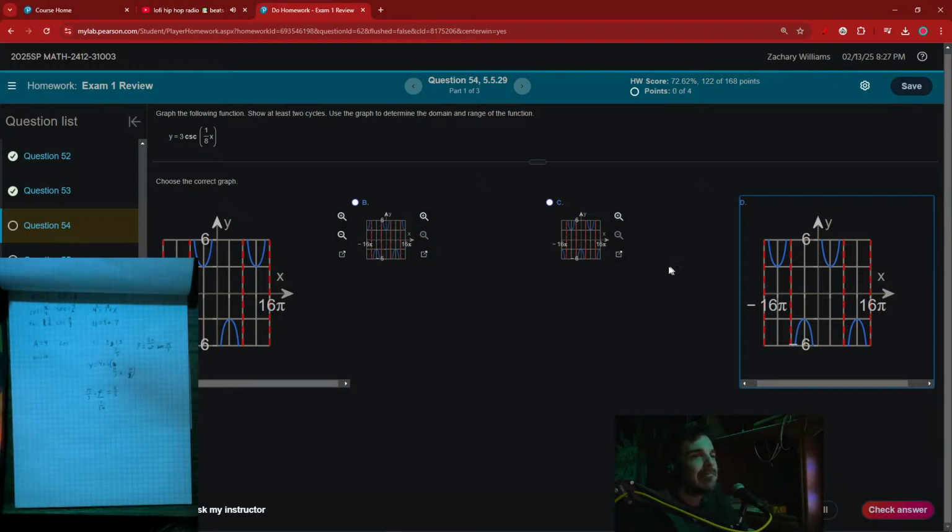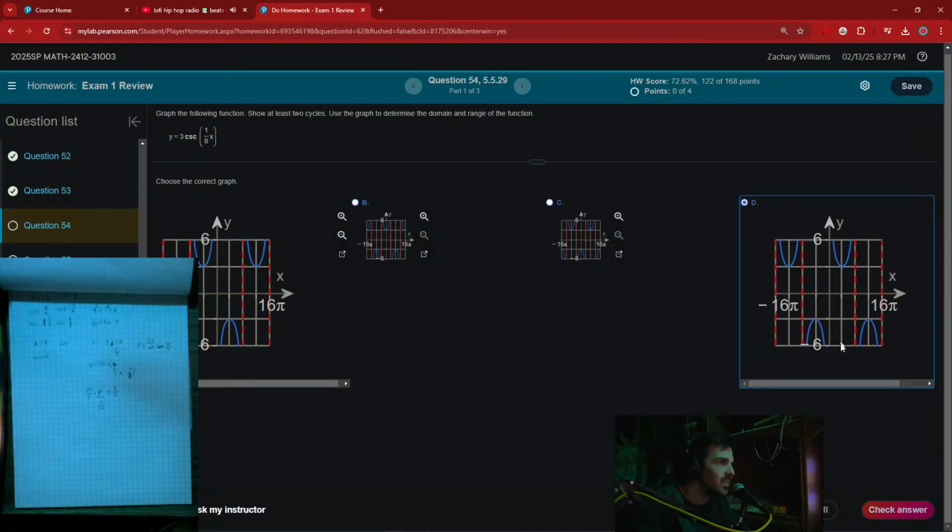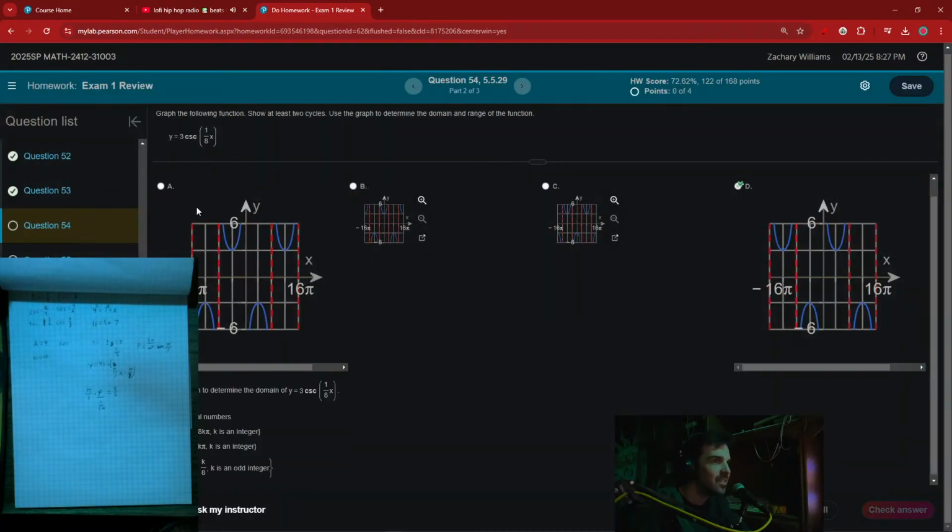So this would be the inverse sine function, which would make D the correct choice, because sine goes up first, so cosecant should go up first. Fantastic. Love it when I'm right.